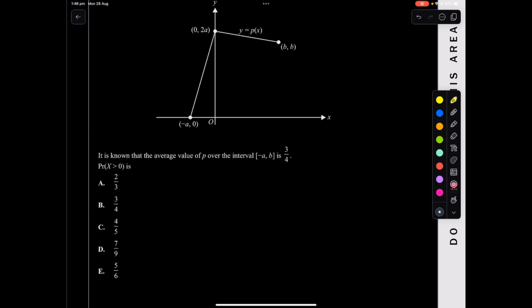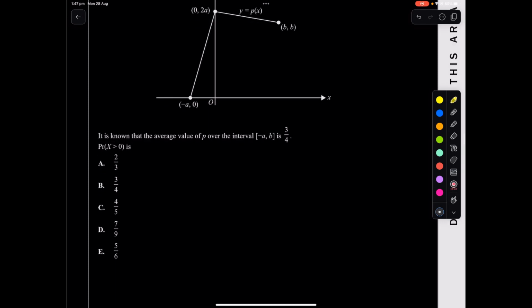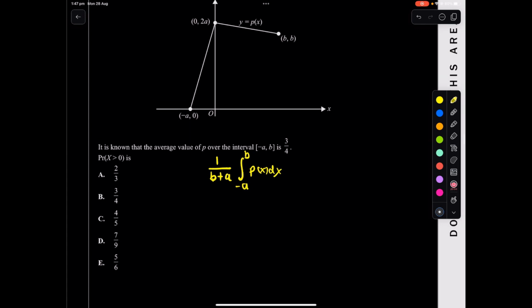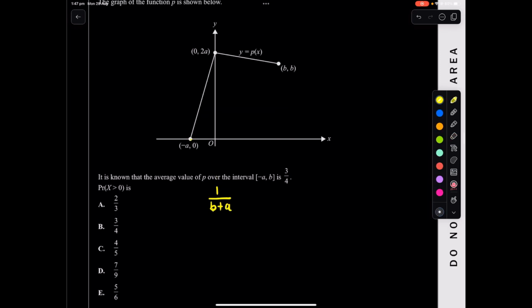So what I'm going to do here is, to find the average value, this is the formula: it's 1 over b minus a, so it'll be b plus a, over the interval from negative a to b of the function p of x dx. So the area from negative a to b. And that's easy. We don't need this integral, because the shapes are basic, like a triangle and a trapezium.